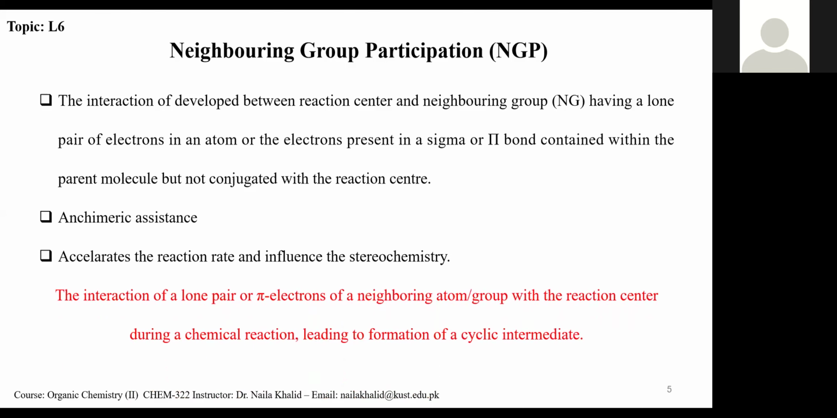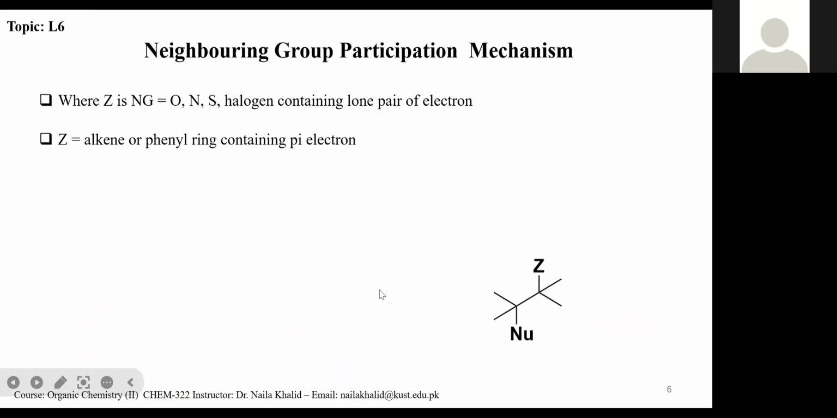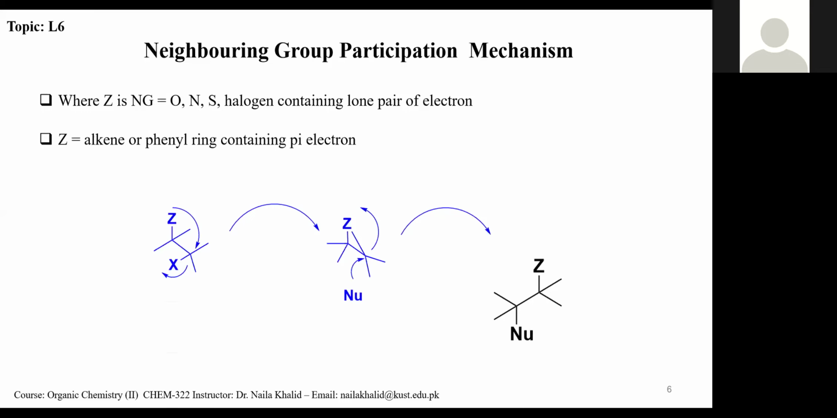So in short, we can say neighboring group participation is actually the interaction of a lone pair of electrons or a pi electron of a neighboring atom or group of atoms with a reaction center during the chemical reaction, leading to the formation of a cyclic intermediate. So this assistance, this interaction, is known as participation by the neighboring group. It can be explained in this way.